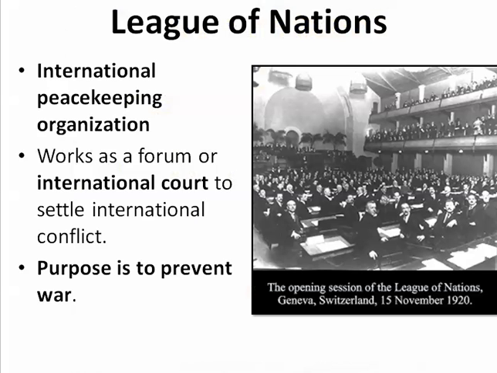And to answer that, the League of Nations, the definition would be an international peacekeeping organization. And here's a picture of the first one that opened up November 15th, 1920 in Geneva, Switzerland. And this is the opening session of the League of Nations. So it basically works as an international court. All these people here are sitting in this international forum that when any two countries have a dispute or problem with one another, they would take it before all the members of the League of Nations. And these members are representatives from different countries.